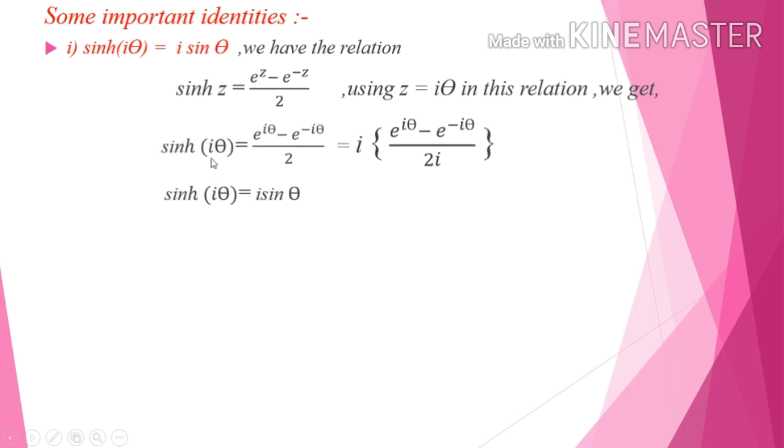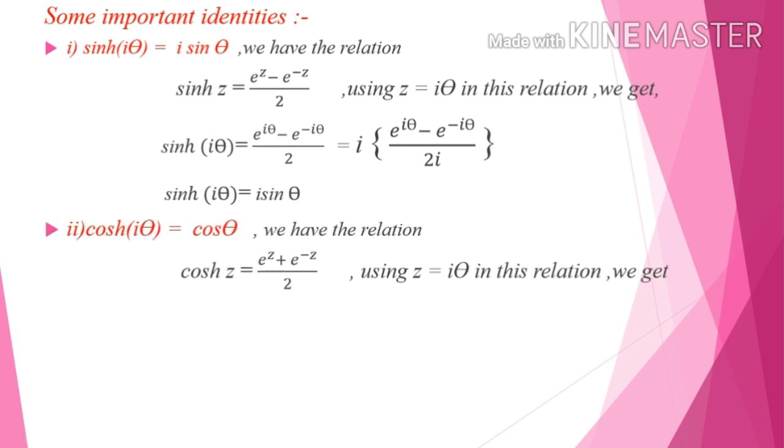sinh of i theta equals e raised to i theta minus e raised to minus i theta divided by 2. Now if we multiply and divide it by i, then we get i into bracket e raised to i theta minus e raised to minus i theta divided by twice i. That is the term of sine of theta. So we can write left hand side equals right hand side, that is sinh of i theta equals i sine of theta.